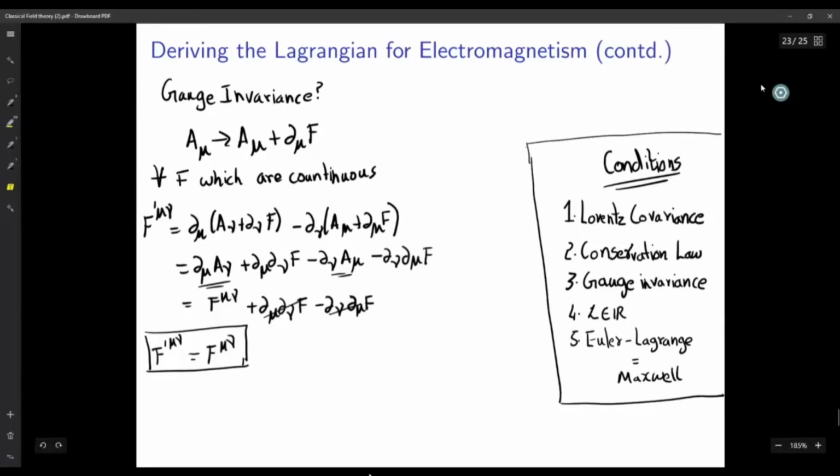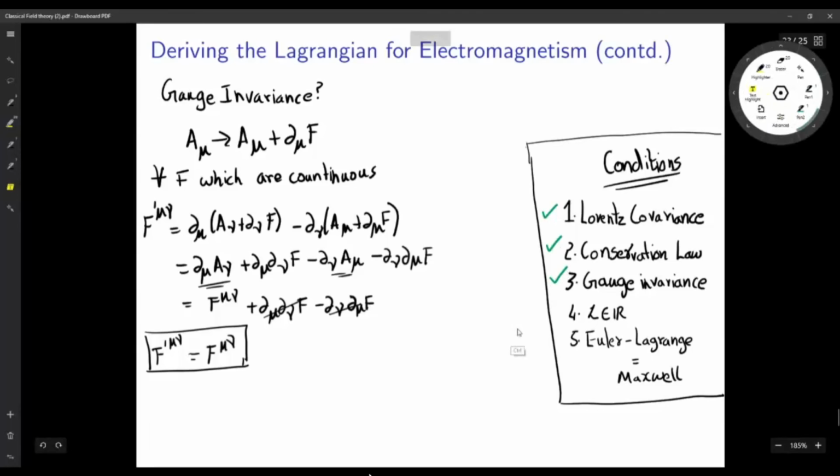tensor. So this Faraday tensor is a very interesting object because we set 5 conditions for a Lagrangian, and it seemingly followed 3 of them already. So the easiest solution for the Lagrangian would then be to use the Faraday tensor itself, because 3 of these conditions that we were looking at are already manifest in the Faraday tensor itself.